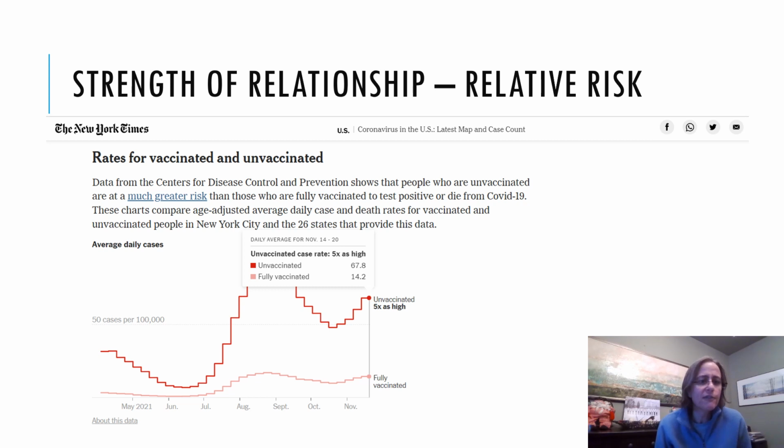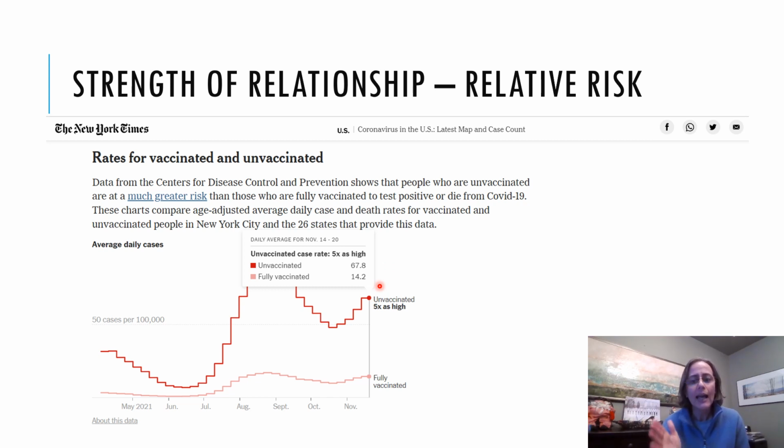And this is some data from last year, looking at case rates of COVID-19 in people who were vaccinated versus people who weren't. We can see that unvaccinated people had a 5 times higher rate. So their cases per 100,000, you can see that here. It's a rate, so it's adjusted for the population, and it was 5 times higher, right? So 67.8 out of 100,000 versus 14.2 out of 100,000.